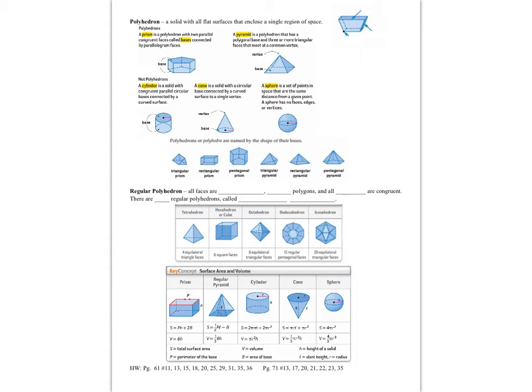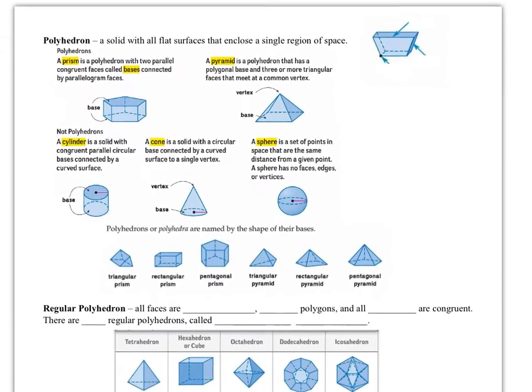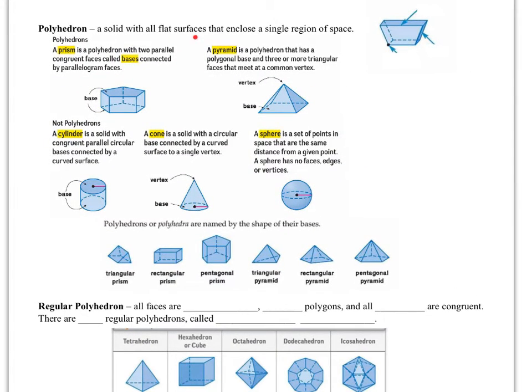So let's first define the three-dimensional shapes that we'll be talking about. We're going to be talking about polyhedrons, and a polyhedron is a solid with all flat surfaces that enclose a single region of space. So that space that we're talking about is three-dimensional space, 3D. All right, so the flat surfaces that form the polyhedron, an example would be right here. This arrow is pointing at a flat face on the side.